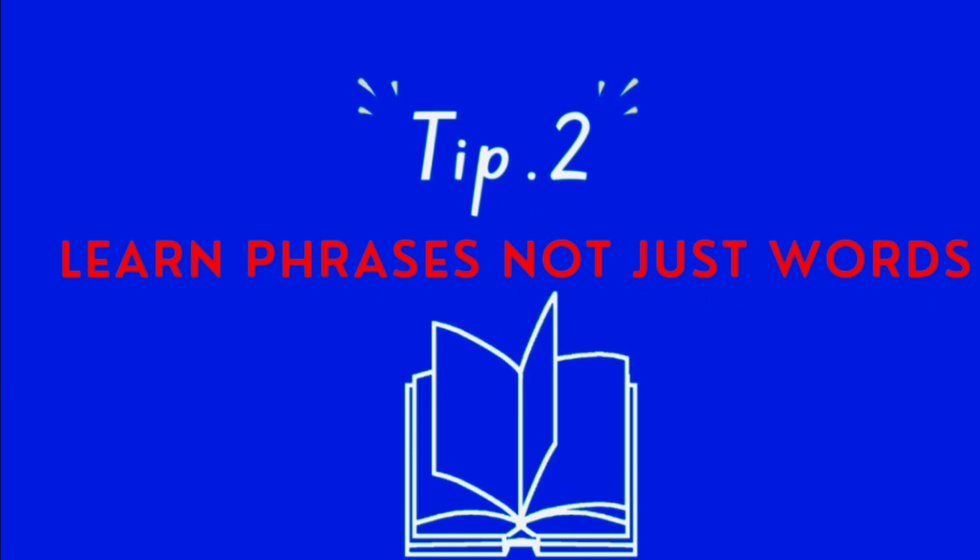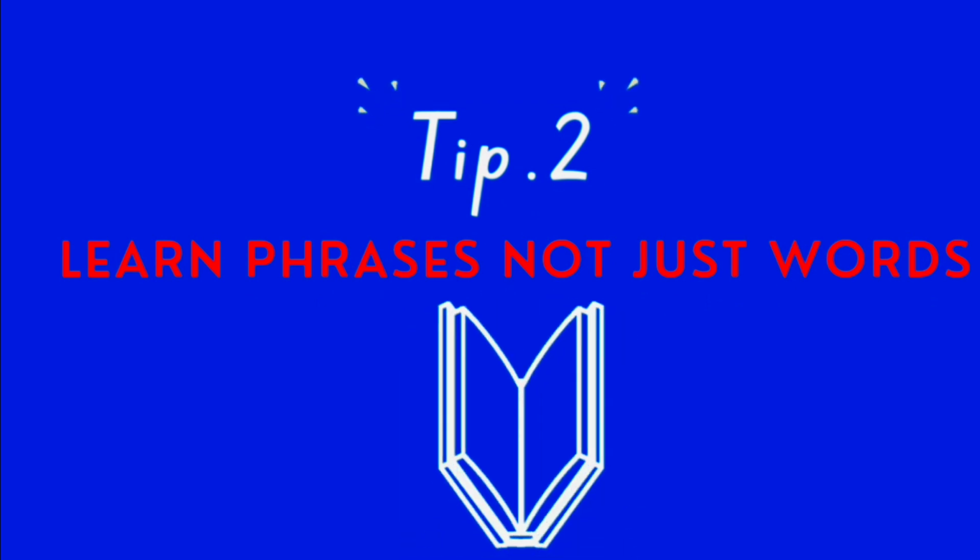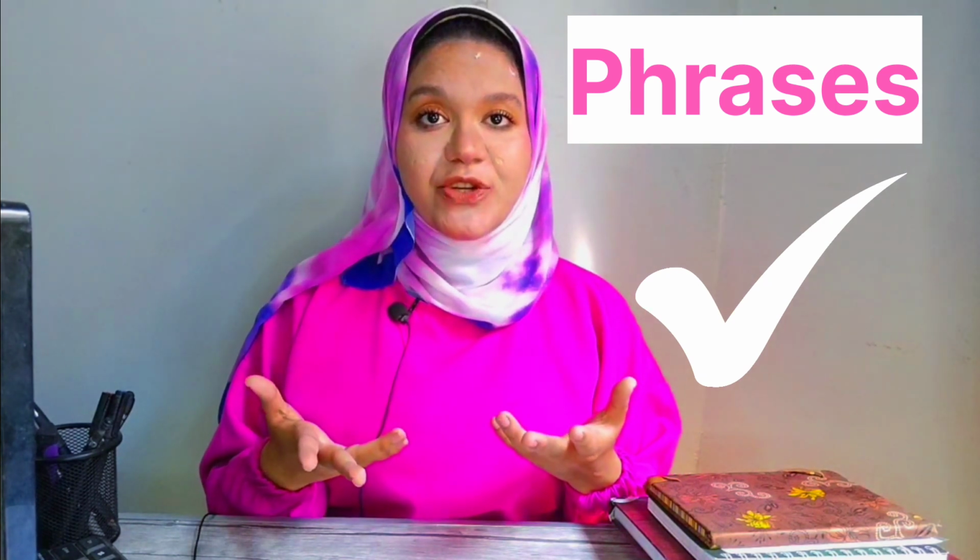And this will take us to tip number 2, which is study phrases, not individual words. When you learn a phrase as a whole, it's gonna be a lot easier for you to use it while speaking. On the other hand, if you just memorize individual words, it's gonna be difficult for you to use them while speaking, as the meaning of those individual words would differ according to the context.